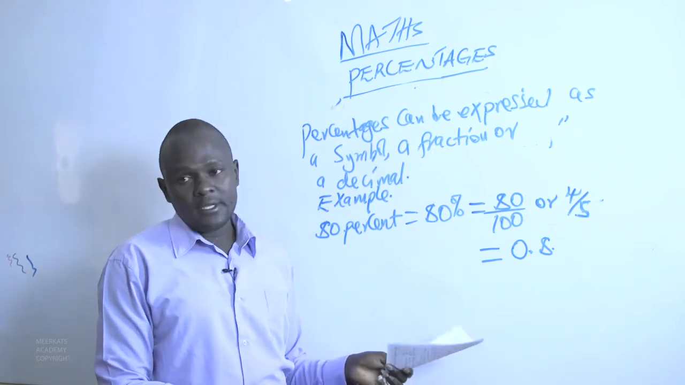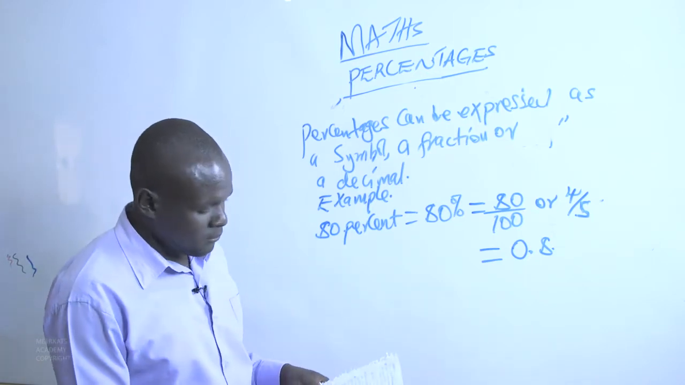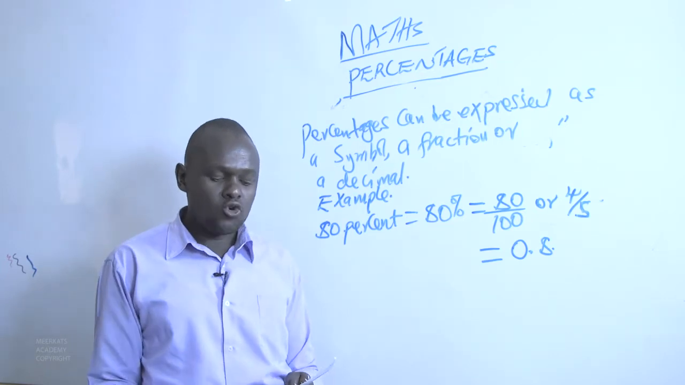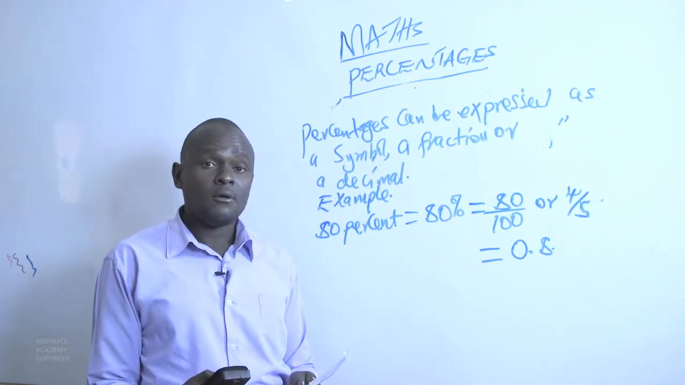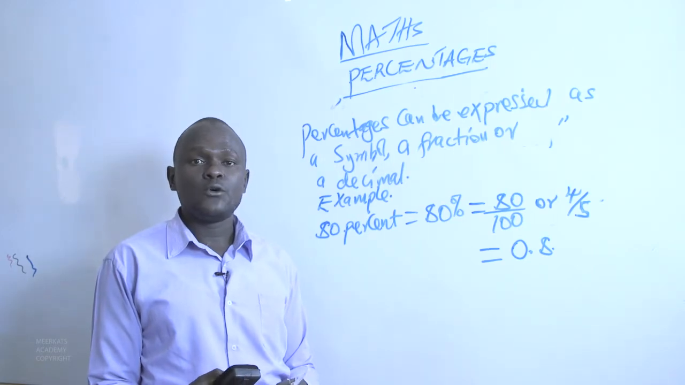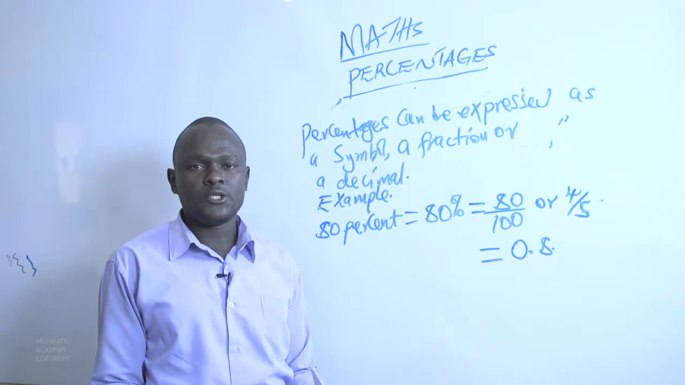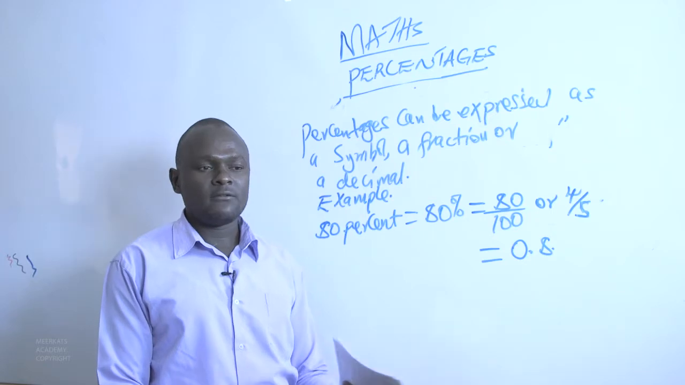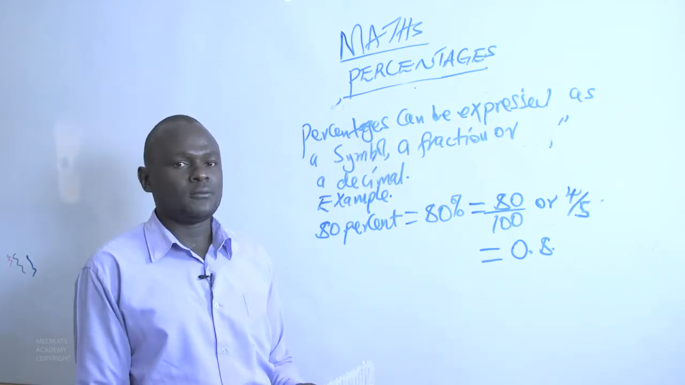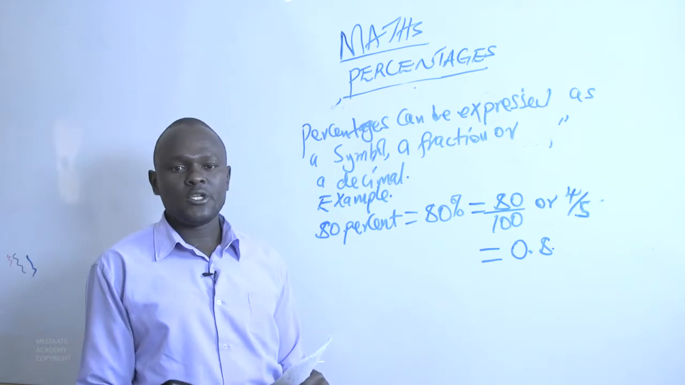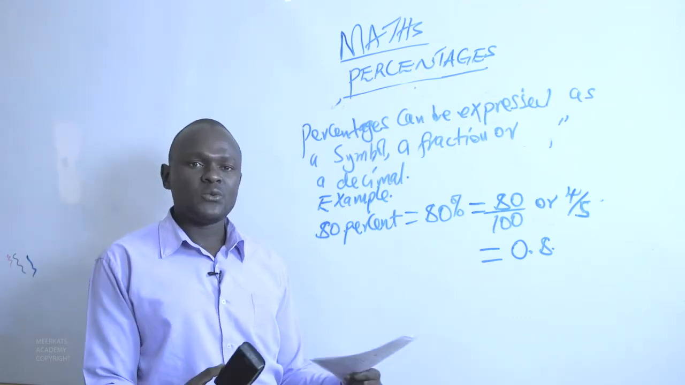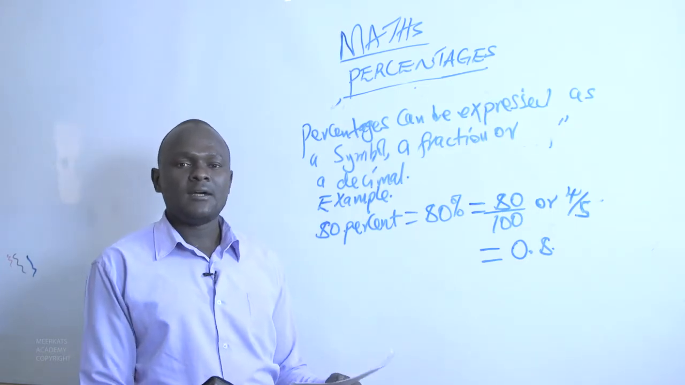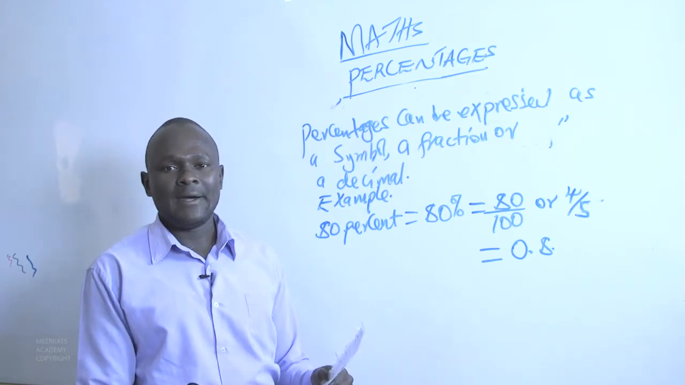So having brought in the idea of equivalent fractions, we can now move on and look at how we write equivalent fractions. If you are given one fraction, are we able to write its equivalent fraction? We want to express the equivalent fraction which has a denominator of 100.